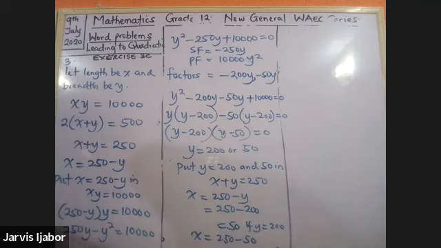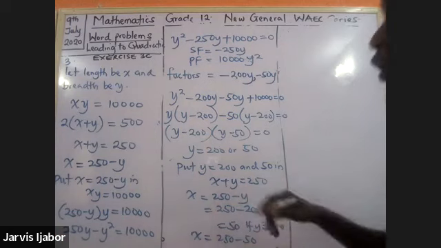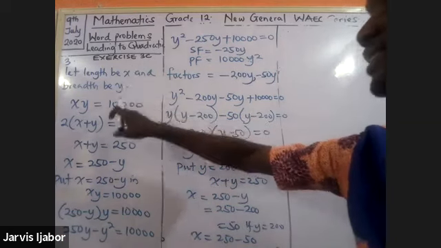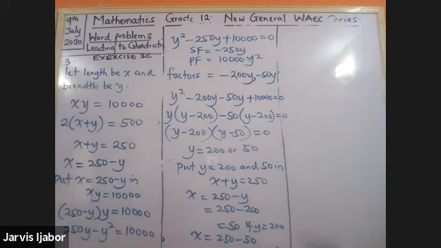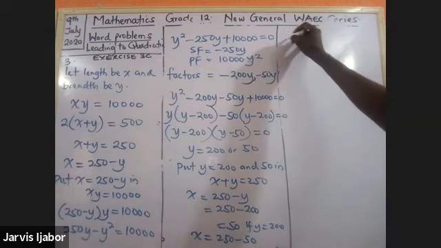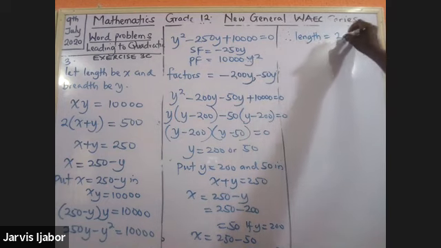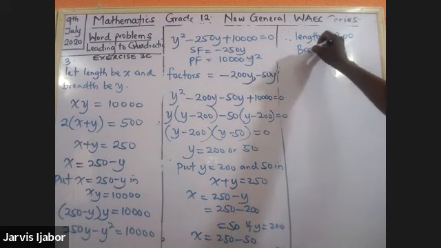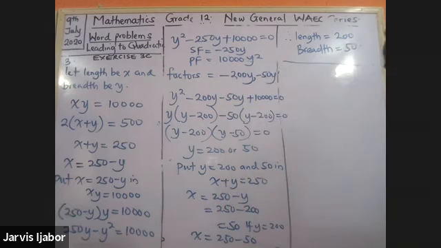But looking at the analysis of this question, we already know what the answer will likely be. We have defined x to be length and y to be breadth. Breadth can never be bigger than length. So length will be equal to what? 200, and breadth will be equal to what? 50. And that solves that question for us. So that's how that one is solved. So we're done with that.